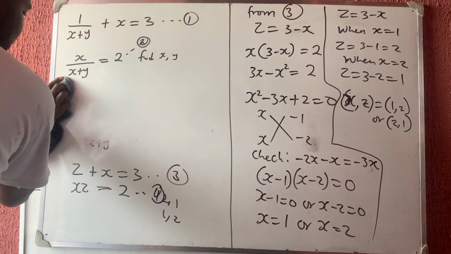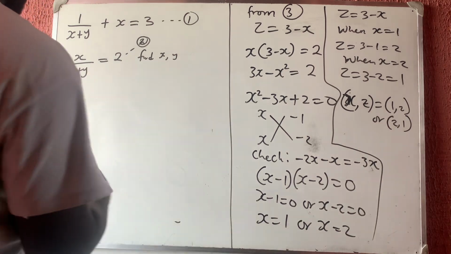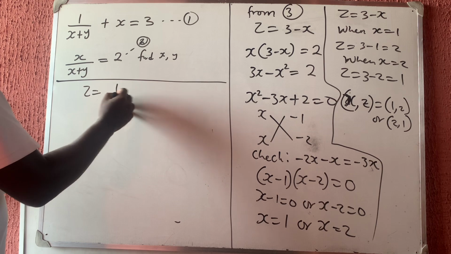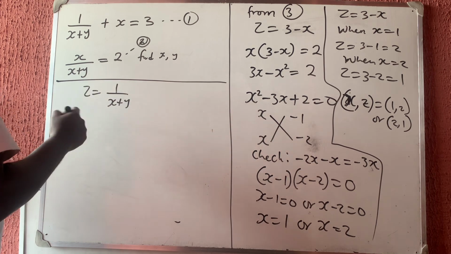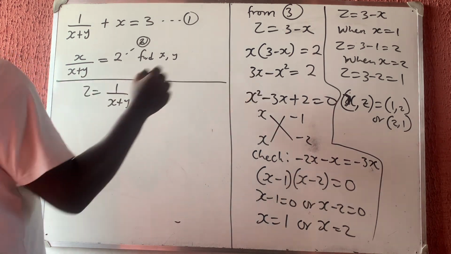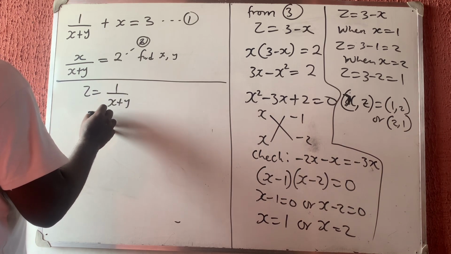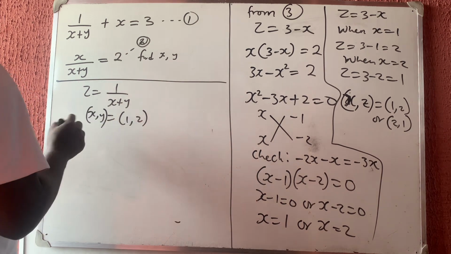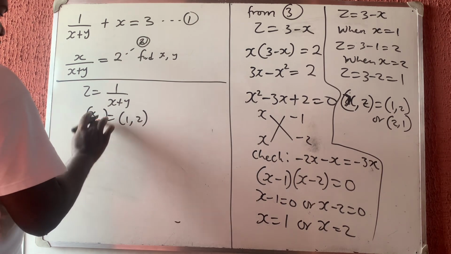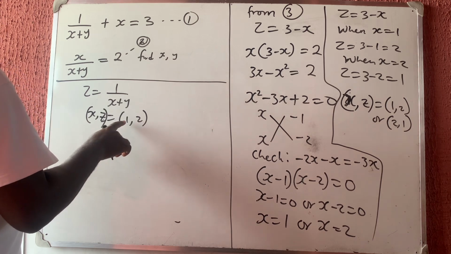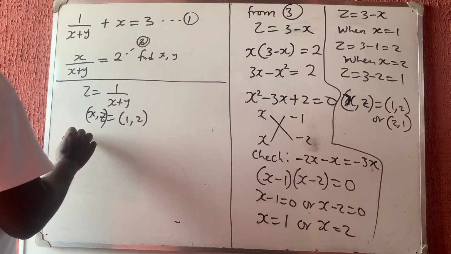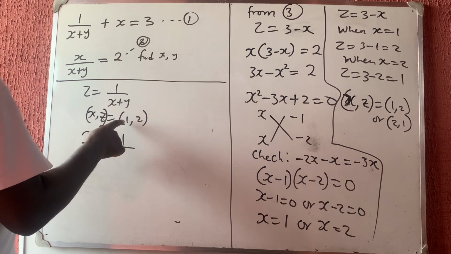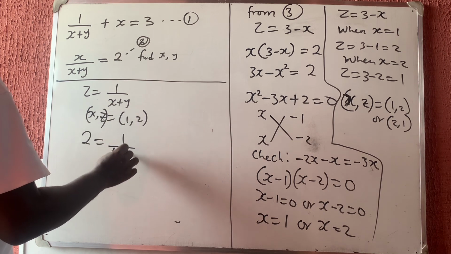So now for me to get the y, we know that z is equal to 1 over x plus y. Okay, so now let us use the first case, when we have that x comma z is equal to 1 comma 2. So now our x is 1, so our z is 2. So I'm going to have that 2 is equal to 1 over my x here, which is 1, plus y I'm looking for.